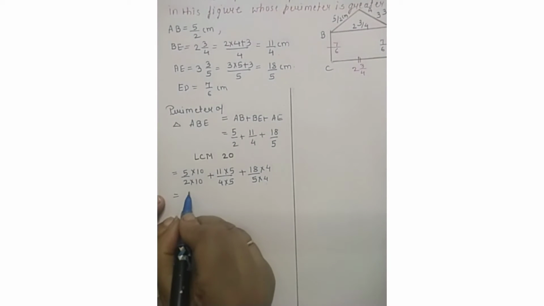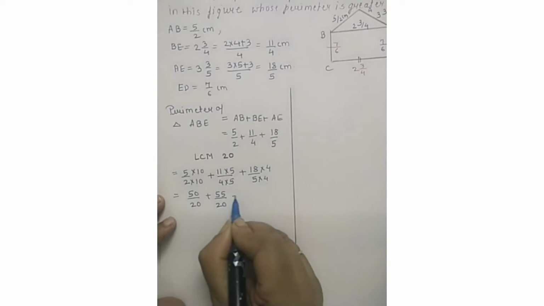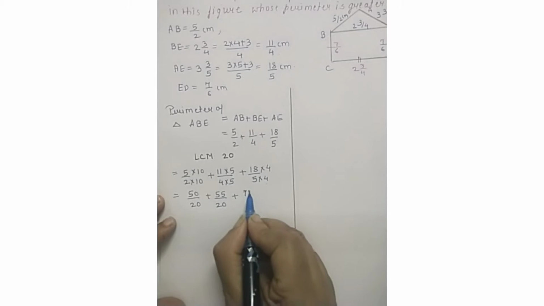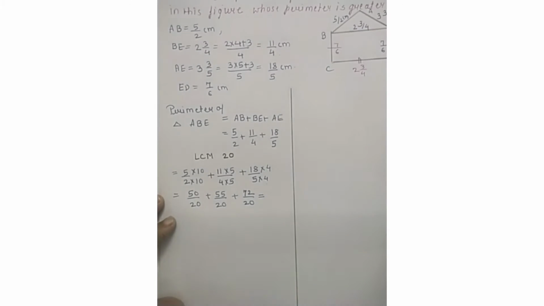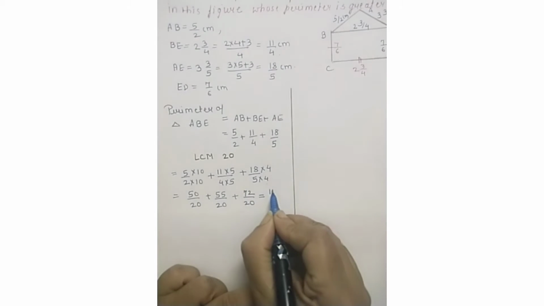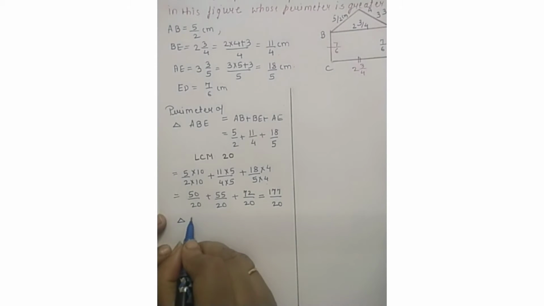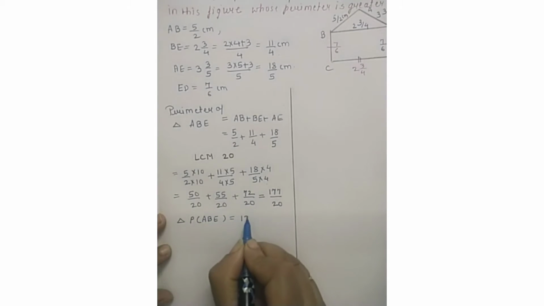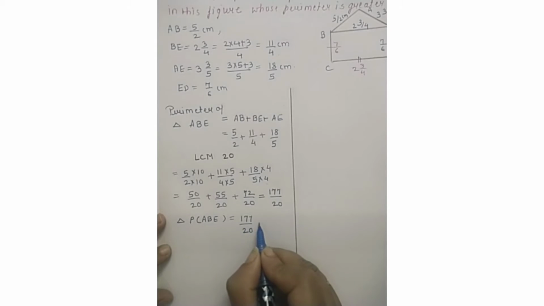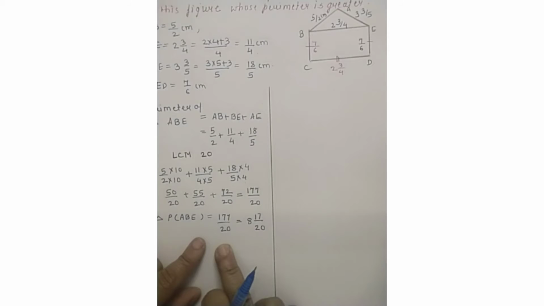So it will become 50 upon 20 plus 55 upon 20 plus 72 upon 20. So what will be my answer? If I add it, 50 plus 55 plus 72, it is 177 upon 20. Therefore the perimeter of triangle ABE is 177 upon 20. Even if you want, you can convert it, it will become 8 17 by 20 centimeter. Now we got the perimeter of the triangle.